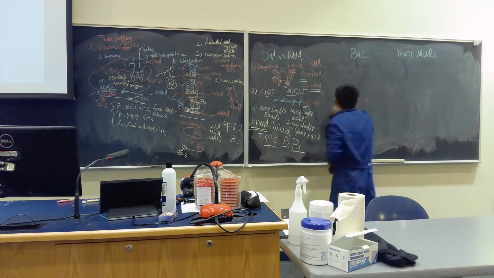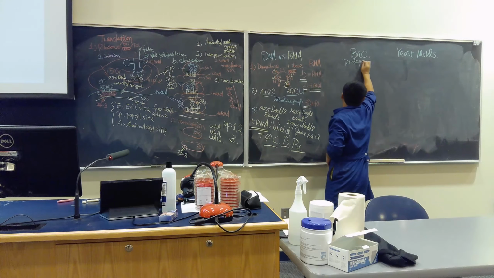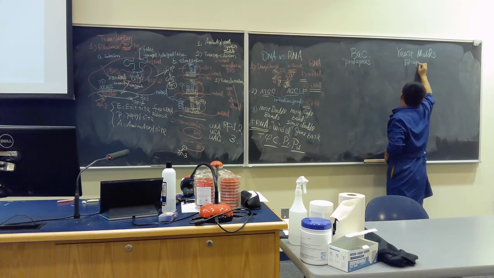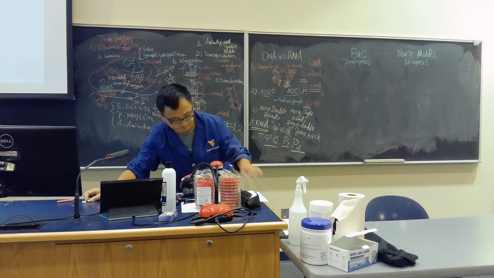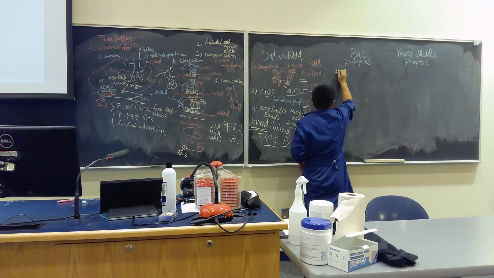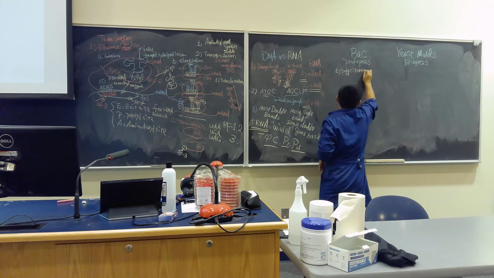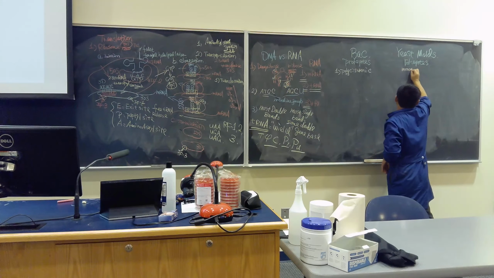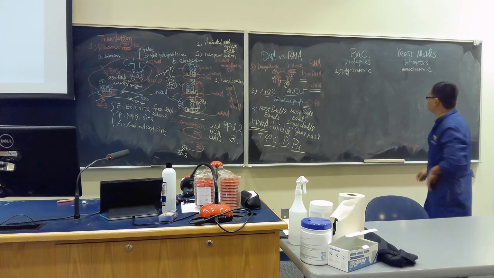Why? This is prokaryotes. And this is the eukaryotes. So that's different. First of all, if we look at the notes very clearly, prokaryotes are polycistronic. Eukaryotes are monocistronic. It's very simple.